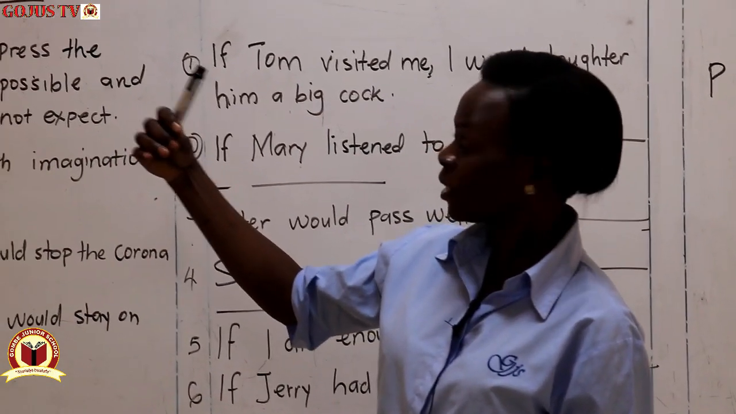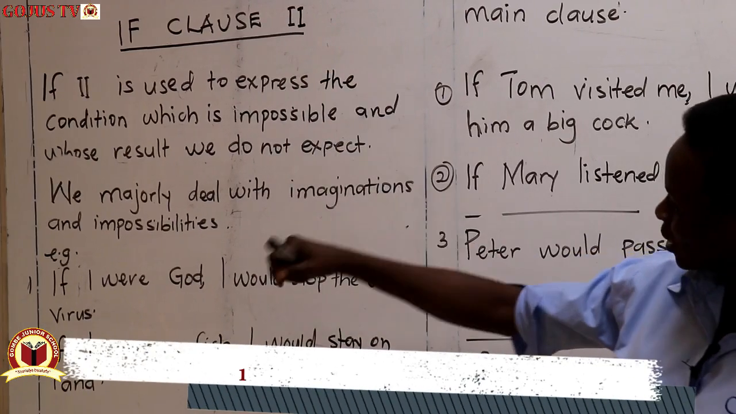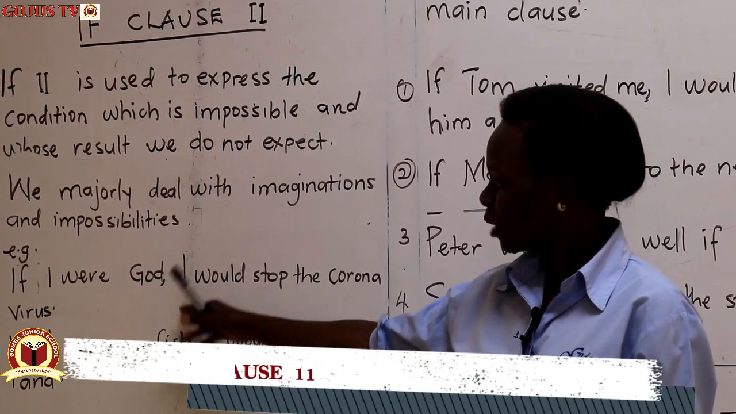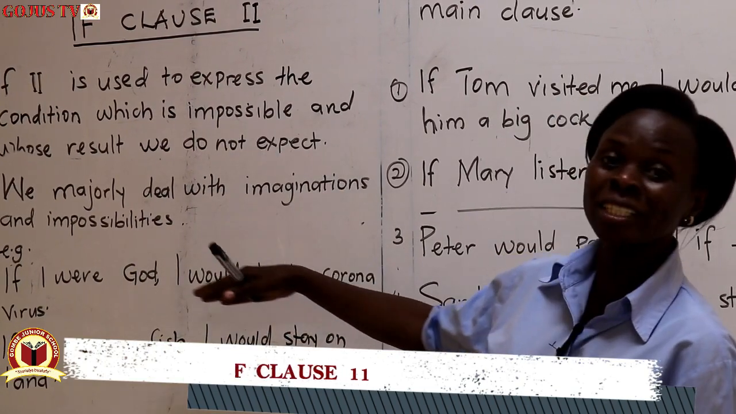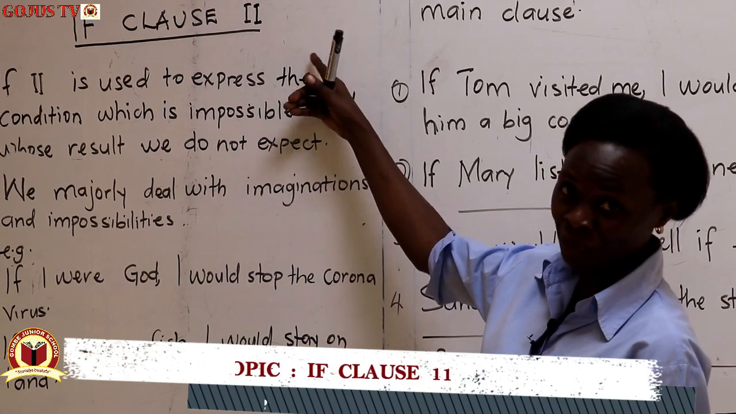Just like in if 1, when dealing with if clause 2, if the if clause comes first, a comma is a must. And if we begin with the main clause, we shall not need a comma. We did that when we were dealing with if clause 1, if you followed through.